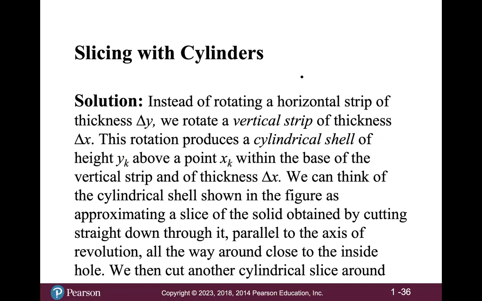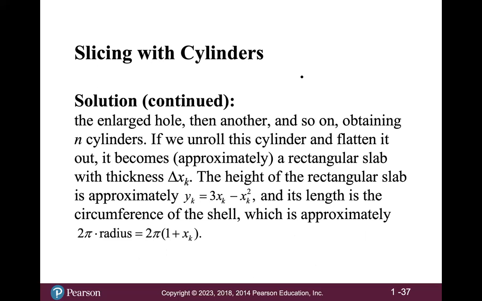We can think of the cylindrical shell shown in the figure as approximating a slice of the solid obtained by cutting straight down through it, parallel to the axis of revolution, all the way around close to the inside hole. We then cut another cylindrical slice around the enlarged hole, then another, and so on, obtaining n cylinders. If we unroll this cylinder and flatten it out, it becomes approximately a rectangular slab with thickness delta x sub k. And again, I'm going to show you a picture of this. If you're not quite following, it's okay. It'll make sense in a minute.